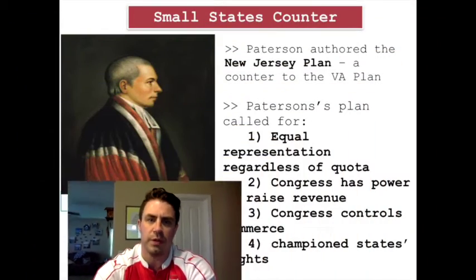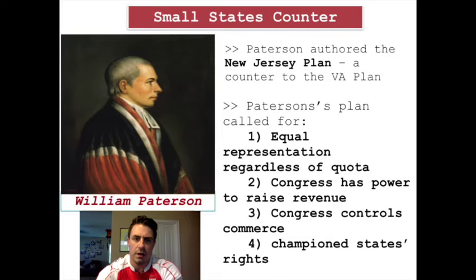Now, checking Madison along the way was a contingency of the small states led by William Paterson. And Paterson represented the state of New Jersey, hence why it's called the New Jersey Plan. So the small states counter with the New Jersey Plan. And Paterson's plan was really to go away from a quota-based proportional representation system in Congress. Instead, Paterson proposed the idea of equal representation for every state. So, in other words, no matter how big the state, no matter how small the state, everybody got the same amount of representation.